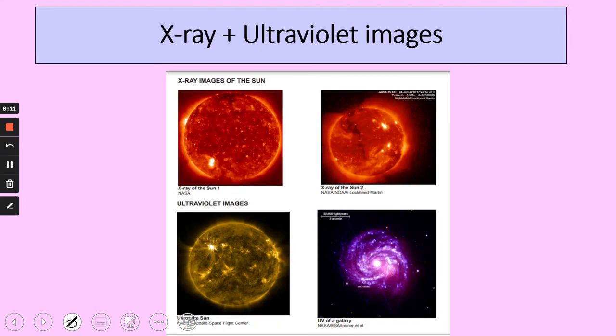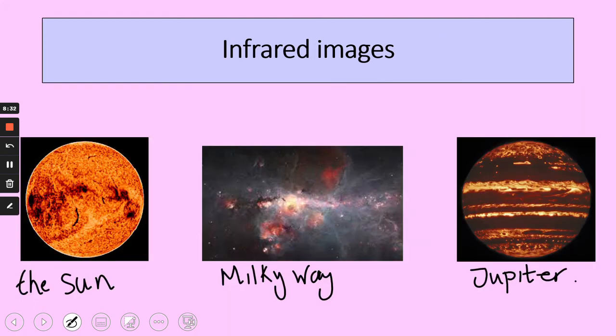Now we're going to look at X-ray and ultraviolet images. The top two are X-ray images of the Sun. And then we have ultraviolet images of the Sun and also of the galaxy. You can already start to see the differences between images of the different parts of the electromagnetic spectrum. Here we have infrared images of the Sun, the Milky Way, and Jupiter. Again, showing lots of differences from both visible light images and ultraviolet.